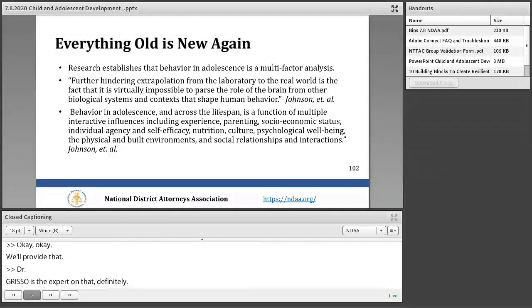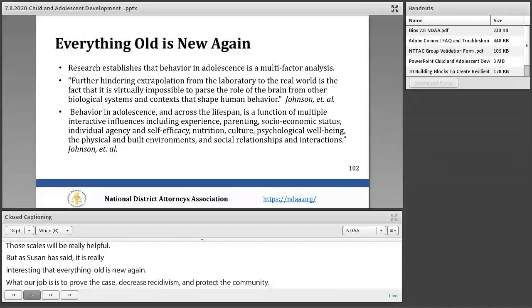Okay. Yeah, Dr. Grisso is definitely the expert on that. And I think that those scales would be really helpful. But as Susan has said, it's really kind of interesting that everything old is new again. Basically, our job is to prove the case and then deal with these issues in terms of disposition and to decrease recidivism and protect our community.